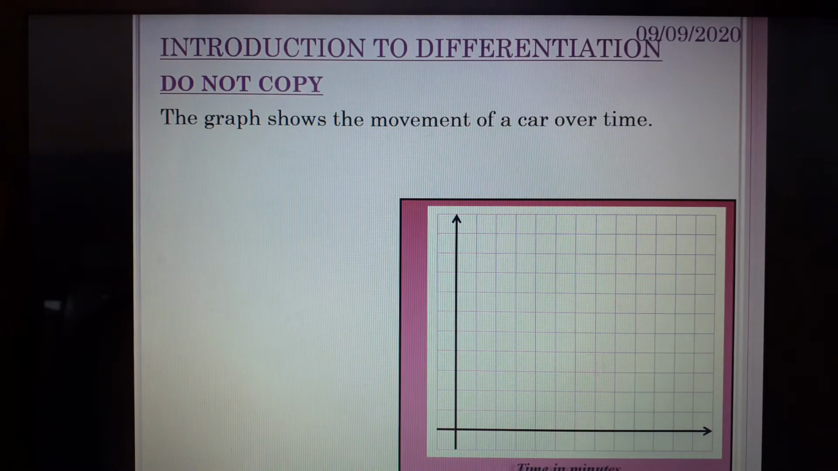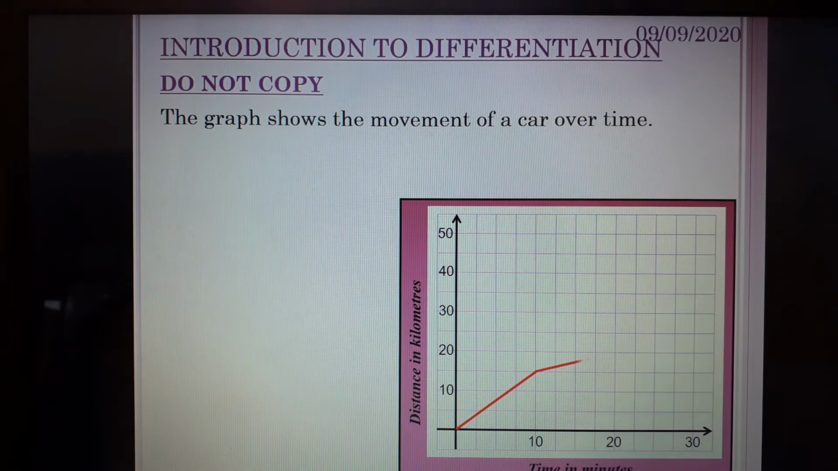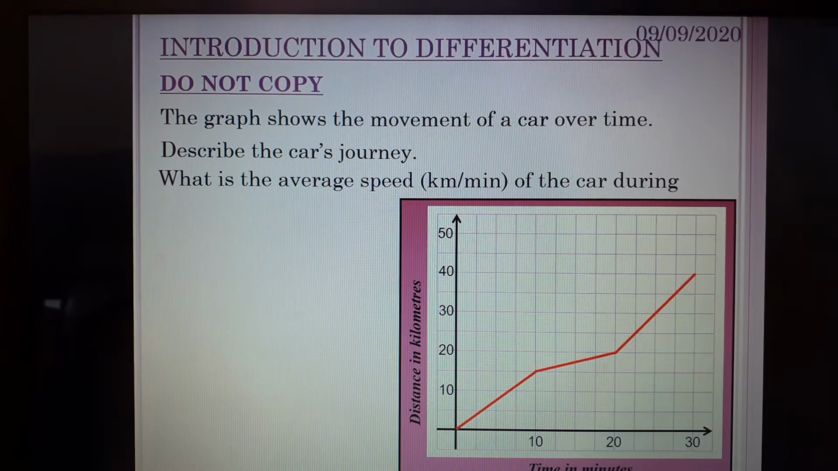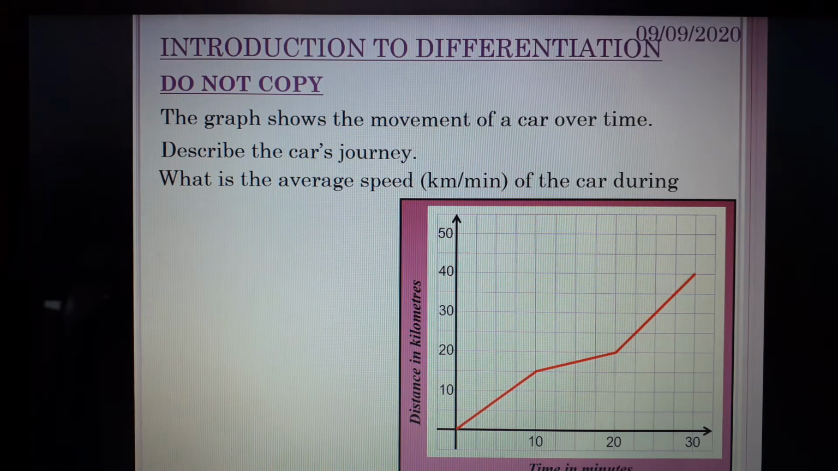Let's look at this graph which shows the movement of a car over time. And we have the distance in kilometres on the vertical axis and the time in minutes on the horizontal axis. So if we want to describe the car's journey, what is the average speed? Well, we'll use a bit of an unusual unit of speed here, which is kilometres per minute, but that's what we're going to look at for this question. What is the average speed in kilometres per minute of the car during the first 10 minutes? Well, that would be distance divided by time, just going way back to your original speed distance time calculations, which would be 1.5 kilometres per minute.